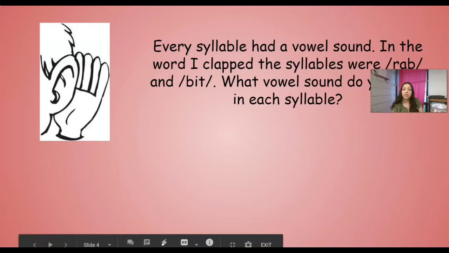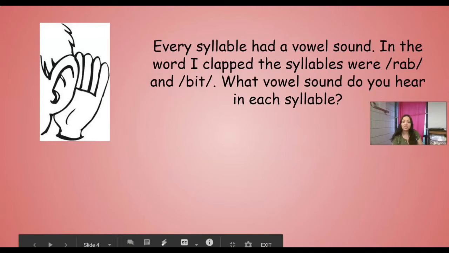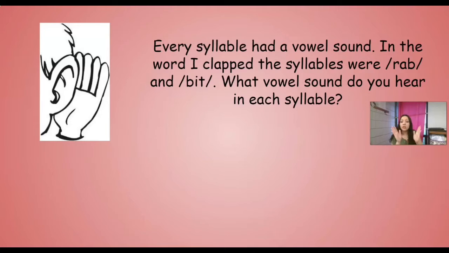All right, so every syllable had a vowel sound. In the word that I clapped first, we said rabbit. So let's break those apart. In rab, what vowel sound did you hear in it? That's right, it's the ah, the short A sound. And how about in bit? That's right, the short I sound.